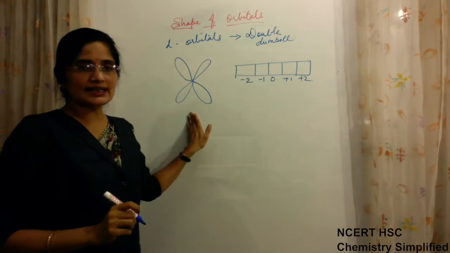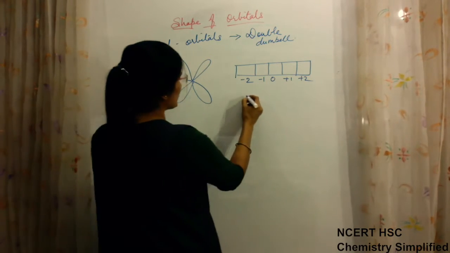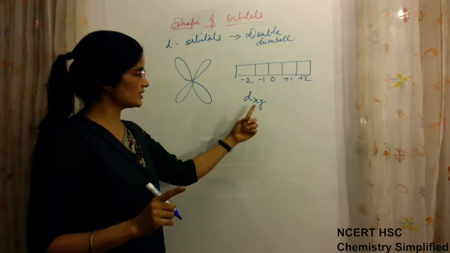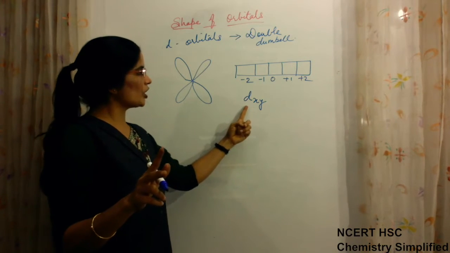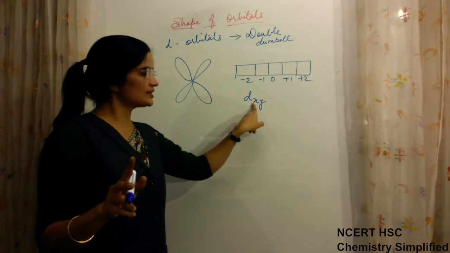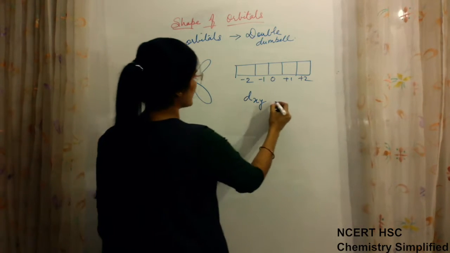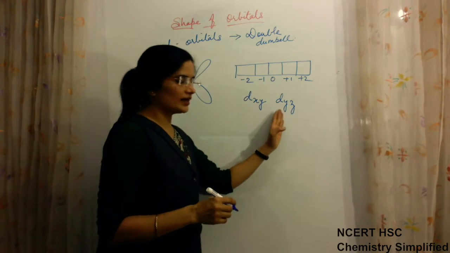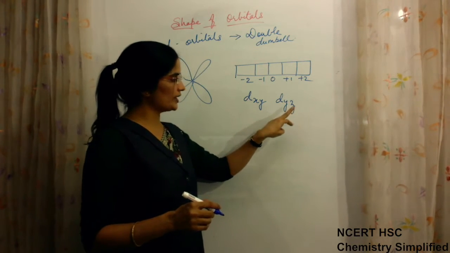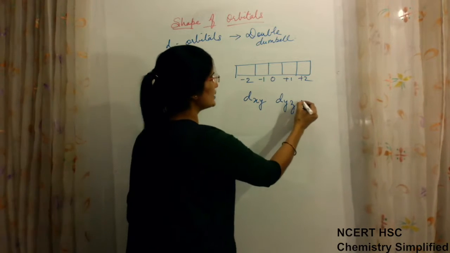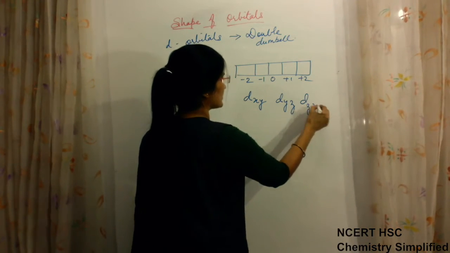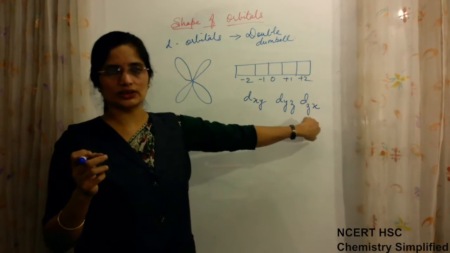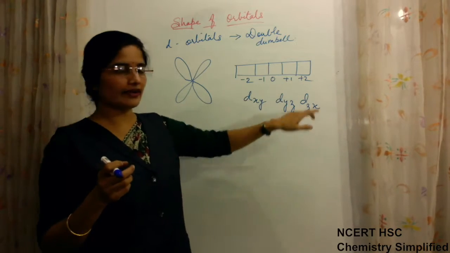According to the axis in which these are oriented, we gave them names. dxy: one orbital has two lobes in the x as well as in the y direction. The second is dyz, that means the second d orbital has lobes in two directions, z and y. Third is dzx, that means it has lobes in z and x direction. Three orbitals are these, total are 5.